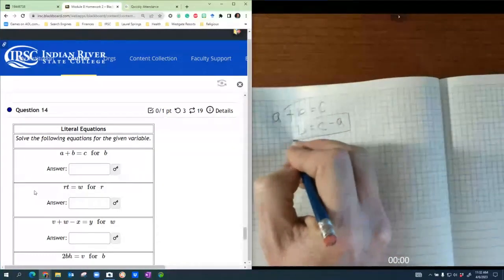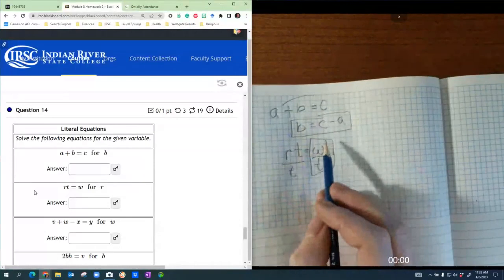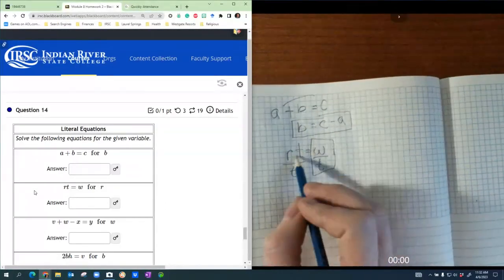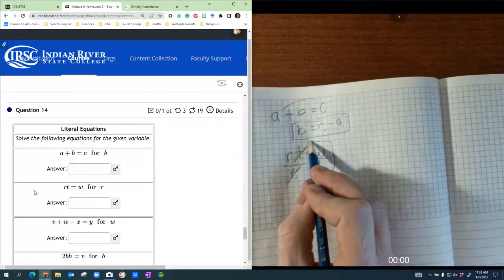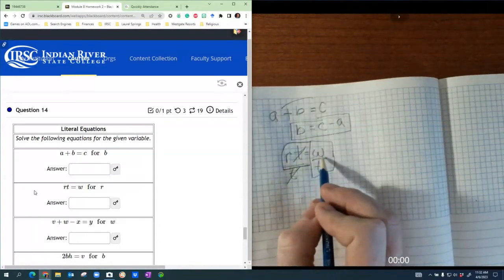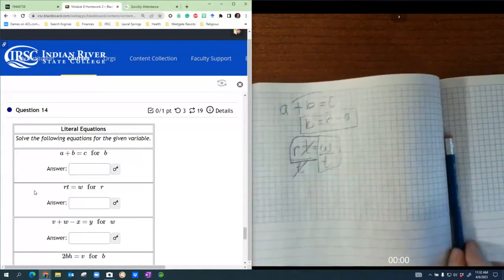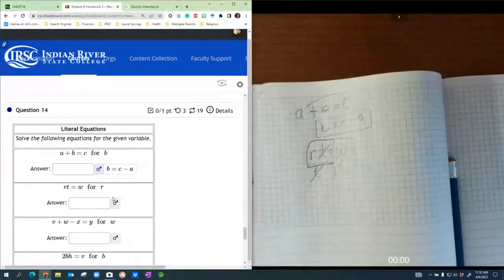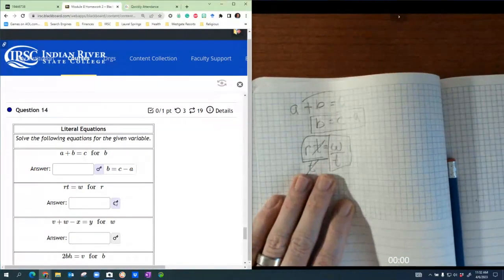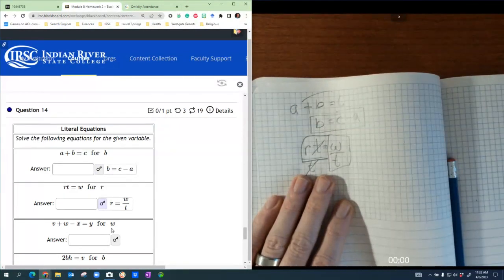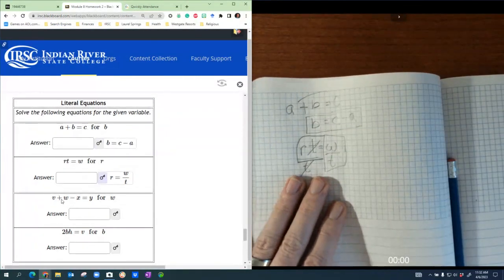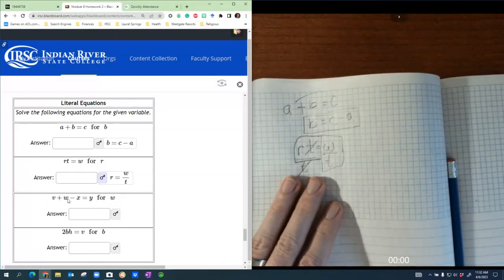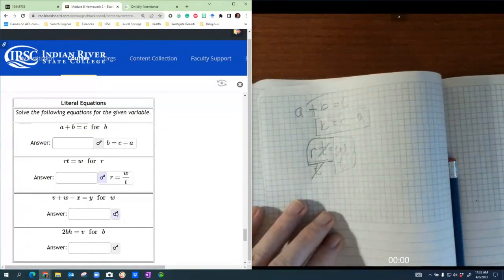And they probably want the entire thing, because they want you to give the equation. So when I do this and this wipes out, and I go ahead and copy this, all I'm doing is putting r equals w over t. So I would put b equals c minus a for the first one, and then r equals w over t. And then the next one is where I got to get the v and the negative x over to the other side. So this one's going to be w equals negative v plus x plus y.